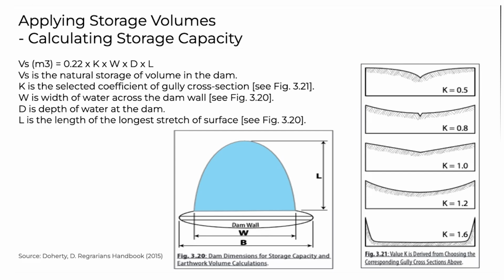For calculating storage capacity, we can use this formula to determine the total capacity of our pond to hold water. So with this formula, Vs is the natural storage volume in the dam. K is the selected coefficient of the gully cross-section, and we can see this image here showing these different coefficient types depending on the shape and size of the gully. W is the width of water across the dam wall. D is the depth of water at the dam. And L is the length of the longest stretch of surface.